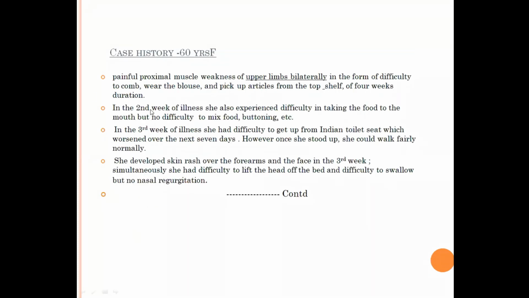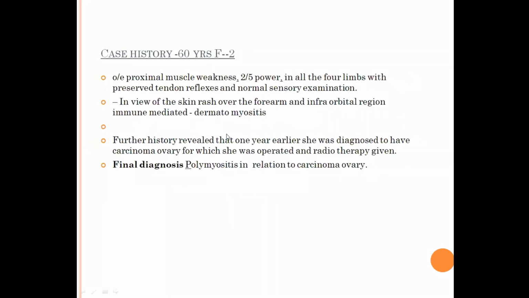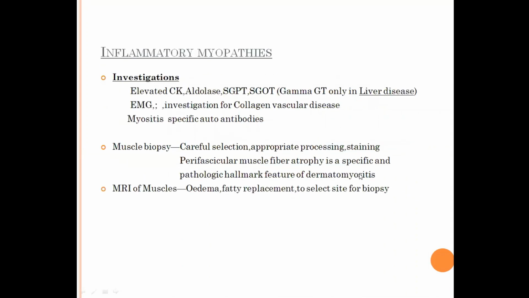Now, a 60-year-old lady, one of my patients, had a painful proximal muscle weakness of upper limbs bilaterally. Whenever proximal muscle weakness starts in the upper limbs, it is a primary neurological disease, not secondary. Then she experienced difficulty in taking food, bulbar involvement, then difficulty to get up, and then she developed a skin rash. So dermatomyositis was the diagnosis. But next day, with more history, we found that she was diagnosed with carcinoma of ovary, which she was operated upon. So this is a patient of polymyositis in relation to carcinoma of ovary.